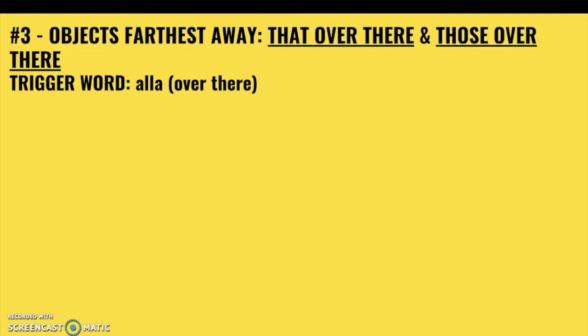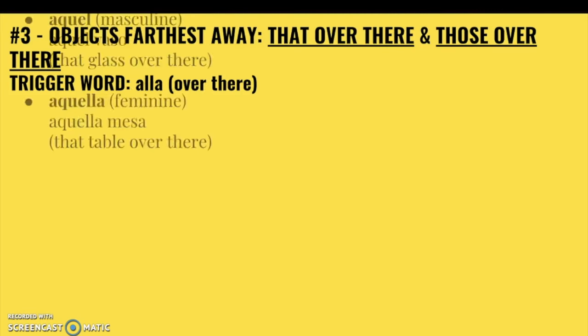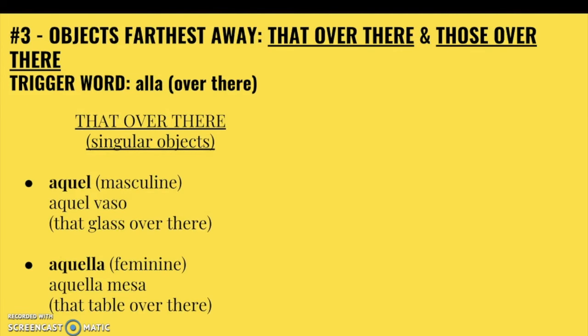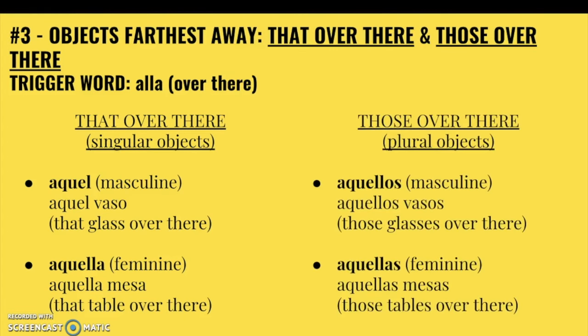Now, the last category to address is objects that are farther away, such as that over there and those over there. So if you see the word allá, that means over there, and that's for something that's even farther away, not just there, but over there. So for singular objects, aquel, for the masculine version and also singular, aquel vaso. And then aquella, that's the singular and feminine version, aquella mesa. For plural, those over there, aquellos, for the masculine and plural version, aquellos vasos. And then aquellas for the plural and feminine version, aquellas mesas.